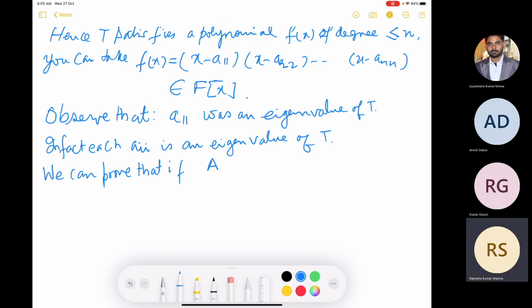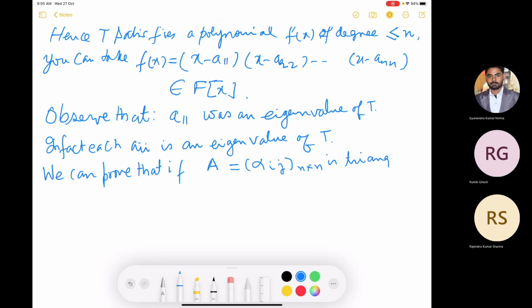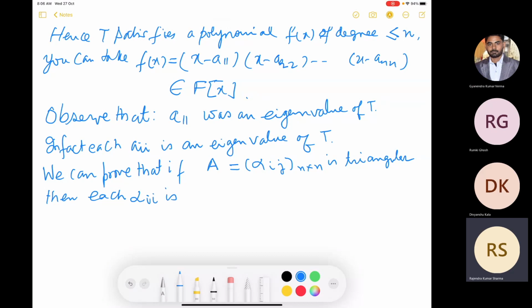A is of order n by n, let us say A is (alpha ij) n by n, is triangular and has all of its characteristic roots in F. This A, treating A as a linear transformation, then each entry, each alpha ii is a characteristic root of A.